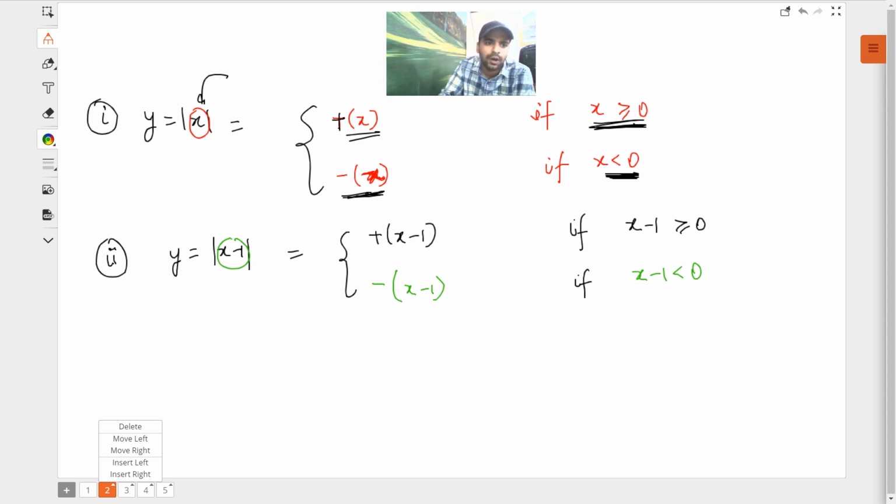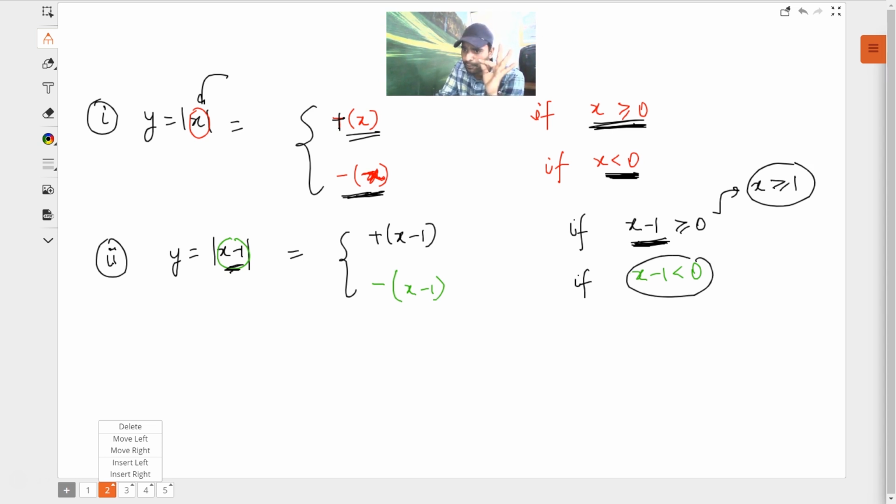Again, I'm telling you guys, the mistake people make is that every time they write x here. That's why I'm saying this thing again and again. It is x minus 1, which is written inside the modulus. Right or not? So if x minus 1 is given greater than or equal to 0, then I can definitely say that x is greater than or equal to 1. Everybody clear? And from here I can say for x less than 1, I'll write this modulus thing as this.